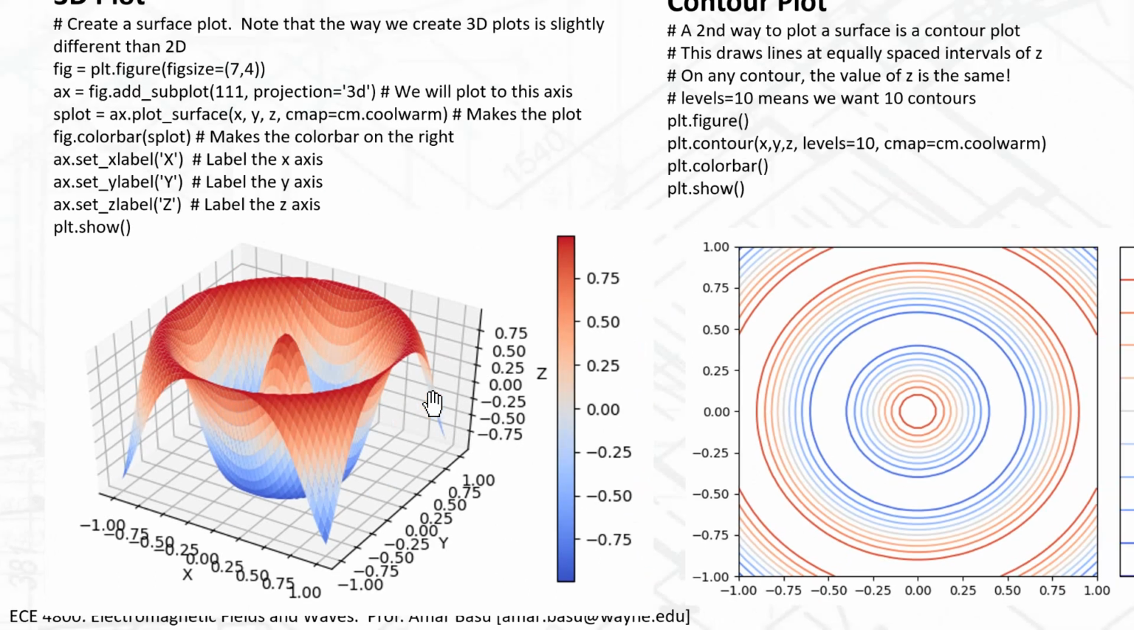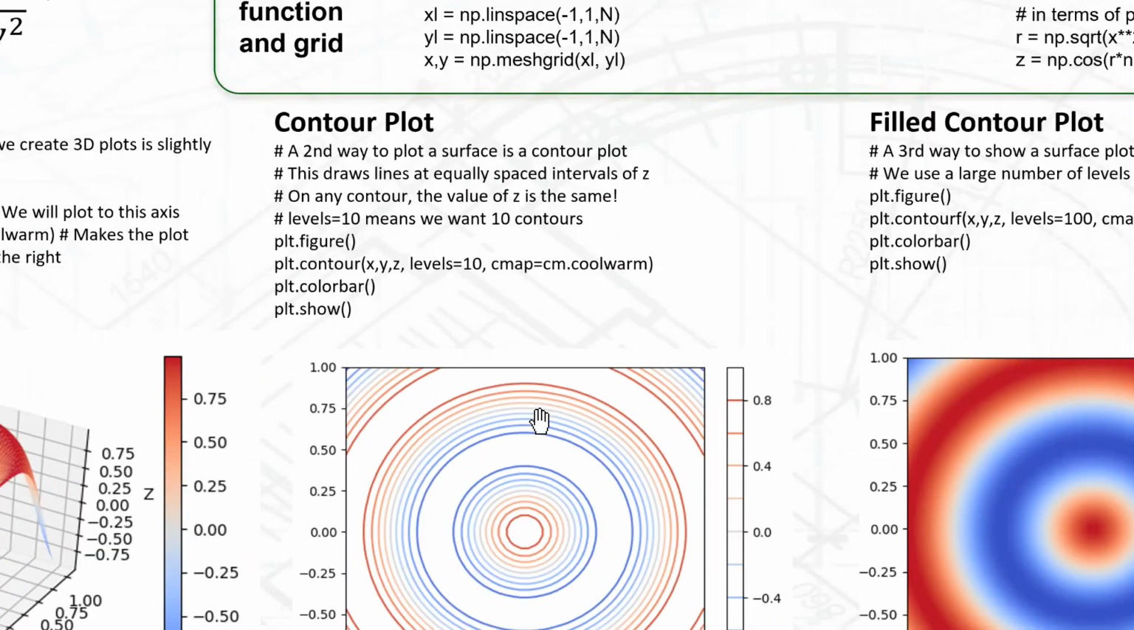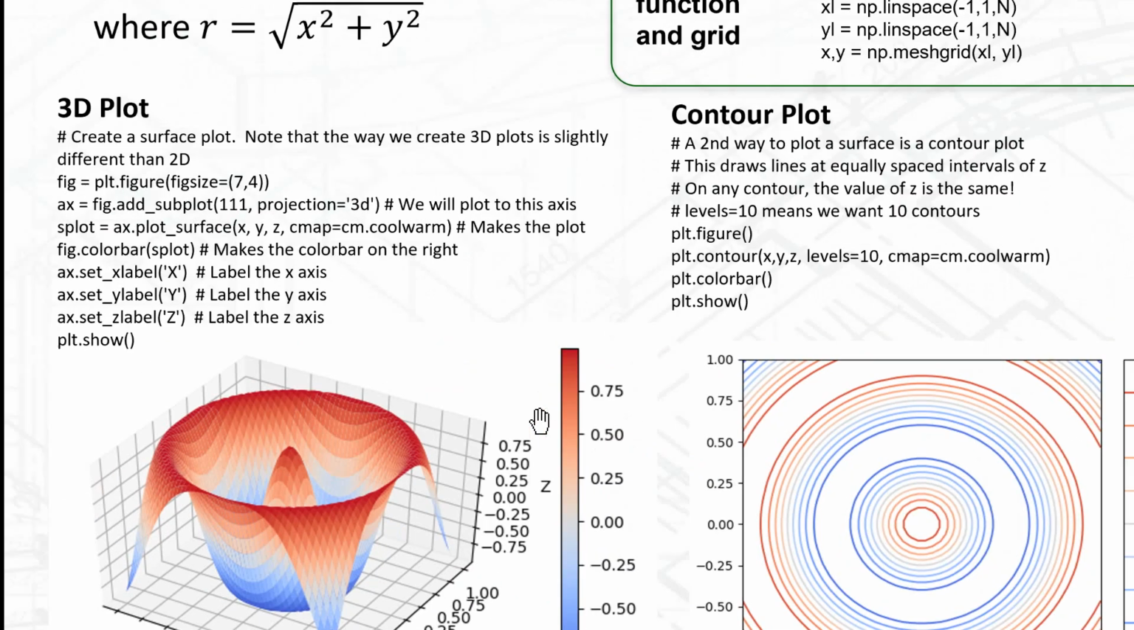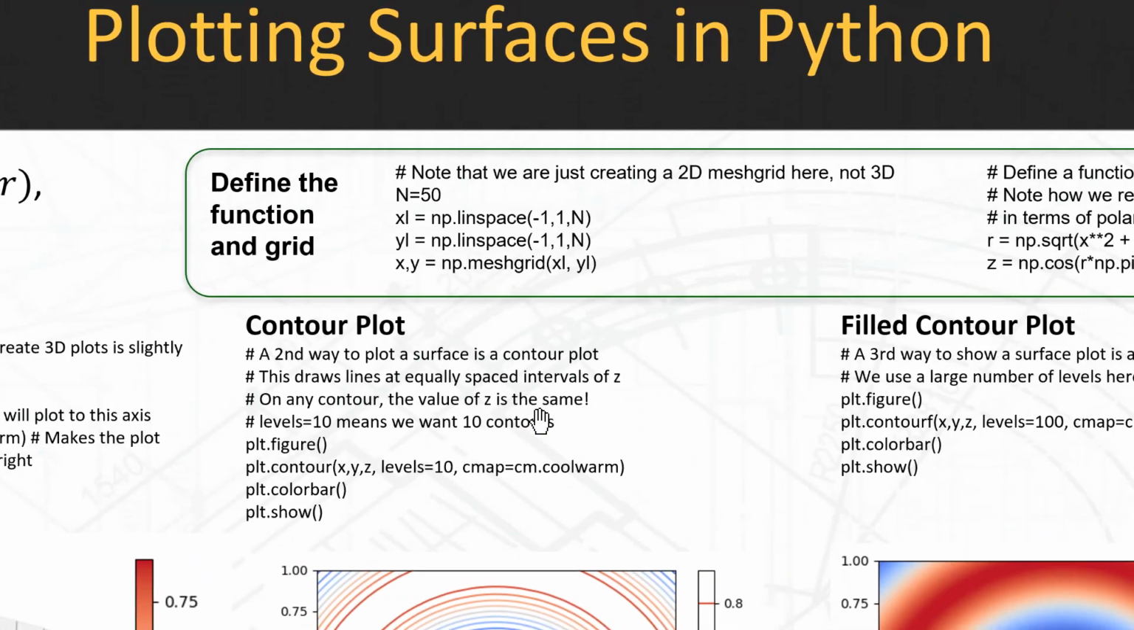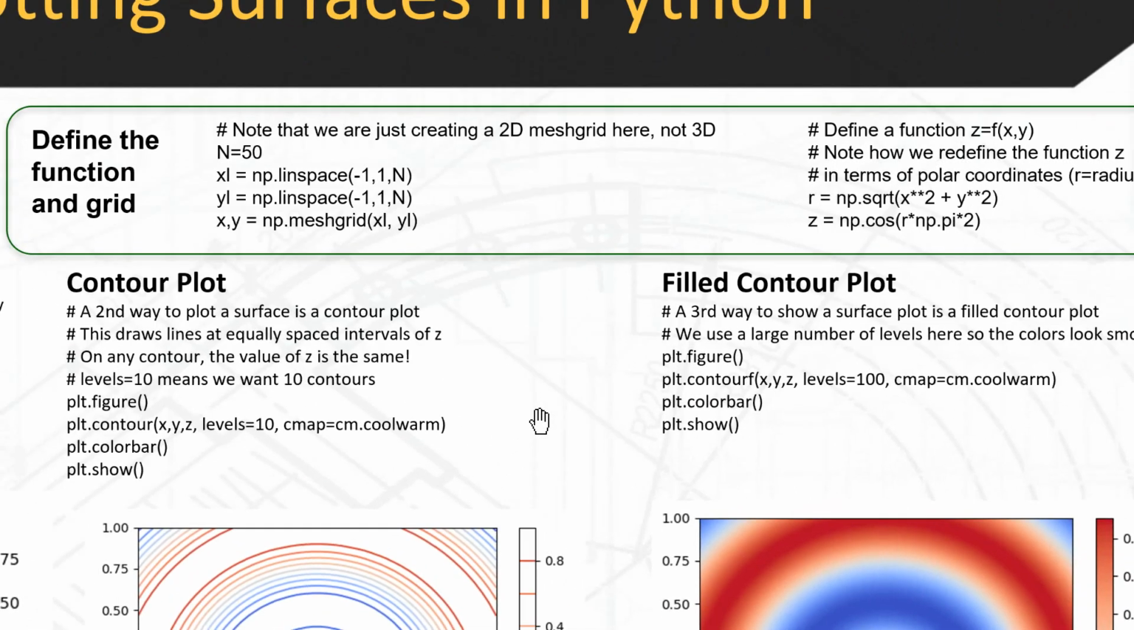All right, and Python can make these nice figures where you have the surface and it's colored based on what the value of z is. And you have a nice little color bar here that shows you that this is the highest value and this is the lowest value. Then we'll also do something called a contour plot and a filled contour plot. So the first thing we're going to do is define the function and the grid. So let me just go right over to the notebook.